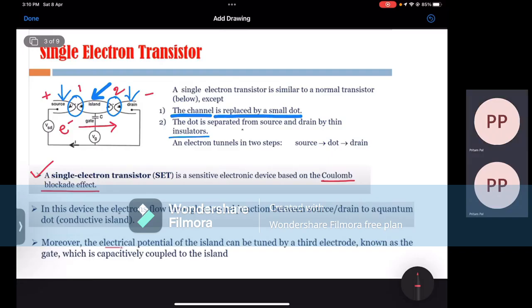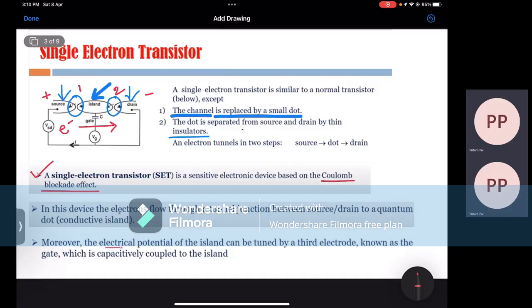So we'll talk about the Coulomb blockade effect in the coming slides. It's a single electron transistor because the structure and the physics of the tunneling are designed in such a way that normally only one electron at a time can cross the tunneling junction. The electrons traveling from source to drain travel in a very controlled way, one by one.